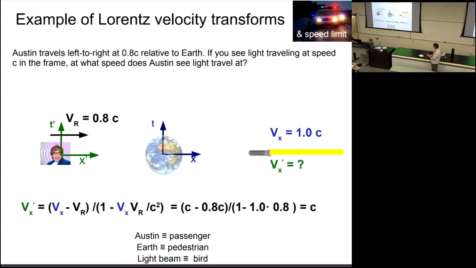This transformation, not only does it enforce, so one thing it does is it enforces that everybody sees the speed of light as being 3 times 10 to the 8 meters per second. Whatever reference frame you're in, it enforces that. So it's really amazing and beautiful, that equation, how it enforces that. It also enforces the fact that you can't go faster than the speed of light. You can try playing around with this equation, but you can never make a speed that's faster than the speed of light. We could have Austin Powers traveling 80% of the speed of light towards the left instead of towards the right. You'd then think he'd see the light rays traveling at faster than the speed of light, but he wouldn't. So it puts a speed limit on everything, including light.